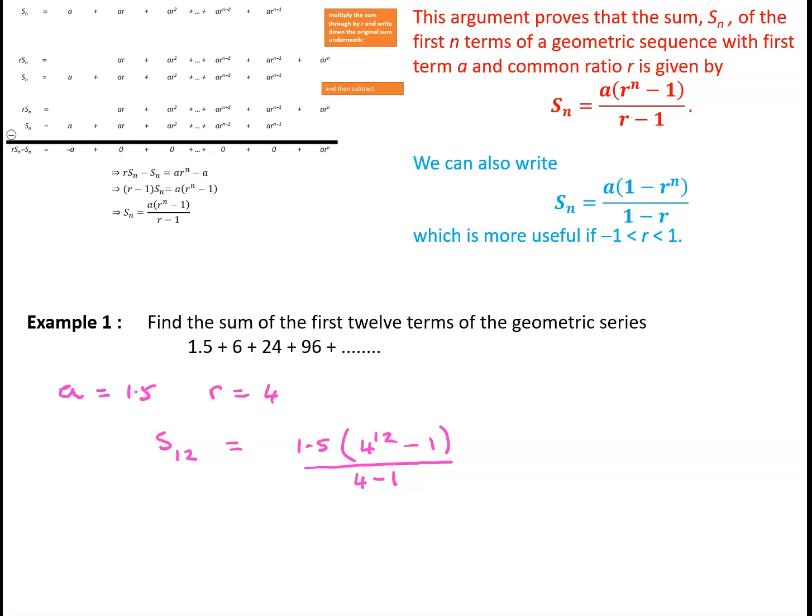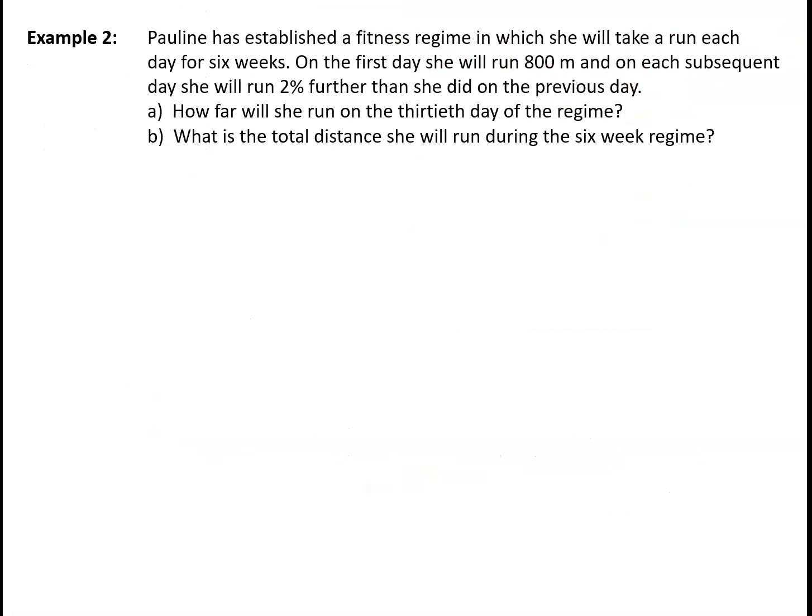4 minus 1 is 3. 1.5 divided by 3 is 0.5. So an equivalent form for S12 is going to be 0.5 times 4 to the 12 take away 1. My calculator then gives me that that is 8,388,607.5.